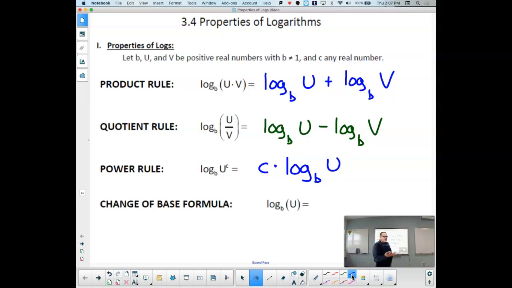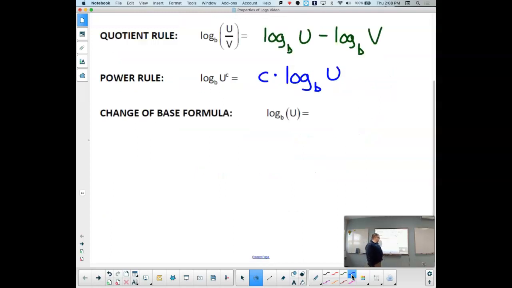So those are the three main rules. We'll get into them here in a little bit. We'll use them to expand all the way out as far as we can go. We will also use them to contract back down into a big long list of logs, contract it back into one single solitary log.